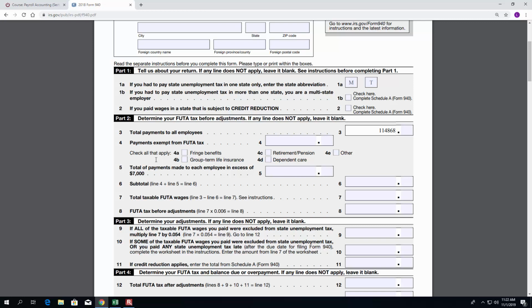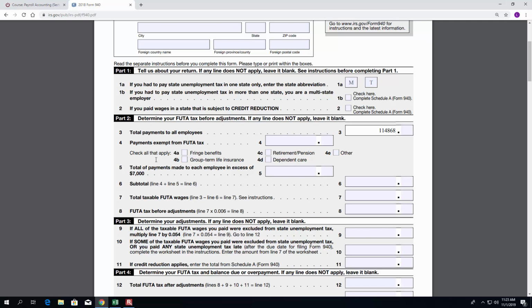$114,868 is exempt from FUTA tax, either because it's one of these following items like retirement pension or fringe benefits, or because it's money paid to them in excess of $7,000, right? Well, which of it is ours in our case? Yeah, in excess of $7,000. I'm not going to ask you to try and combine lines 4 and 5, so I will only give you situations where you're talking about wages in excess of $7,000.